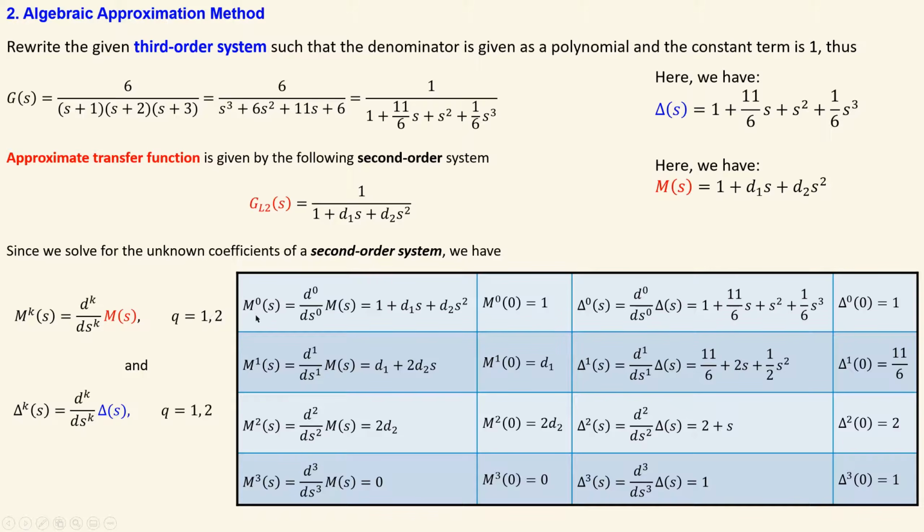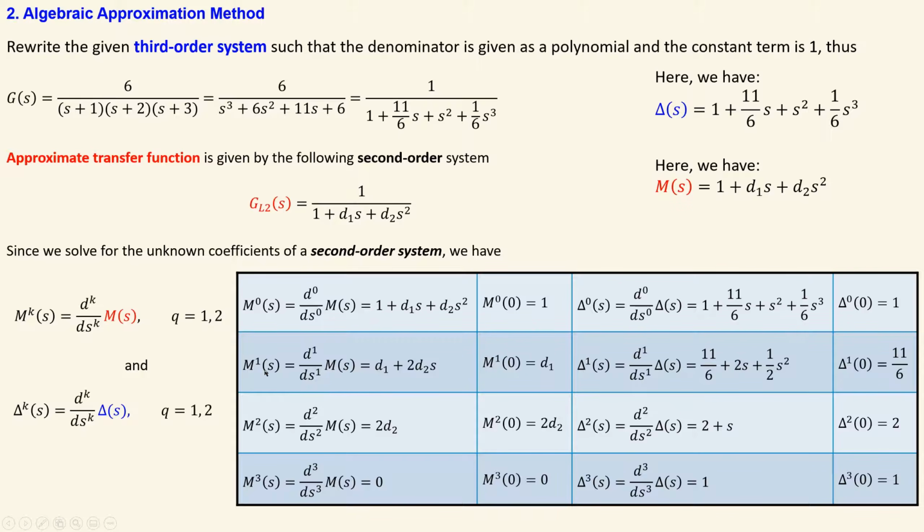So let's look at the first one. It says the zeroth derivative, which is this one. So don't differentiate, just take over what you have here. That's 1 plus d1 s plus d2 s squared. And if you substitute s equal to 0, these two terms go away, so you will only have 1. So that's the first one.